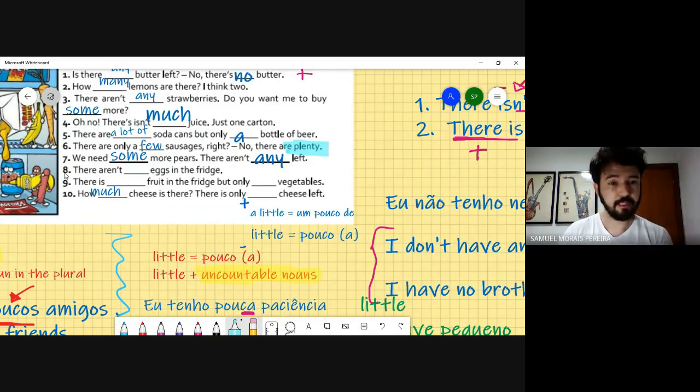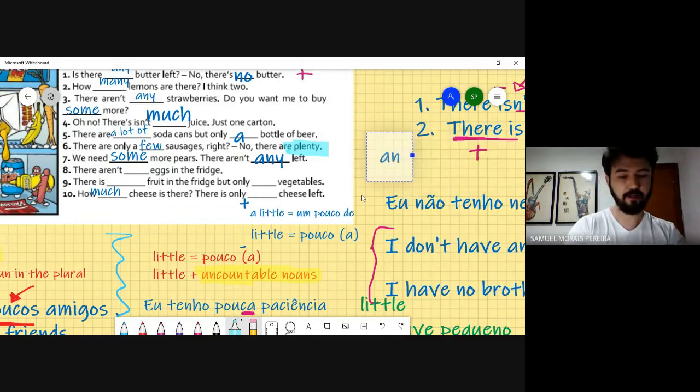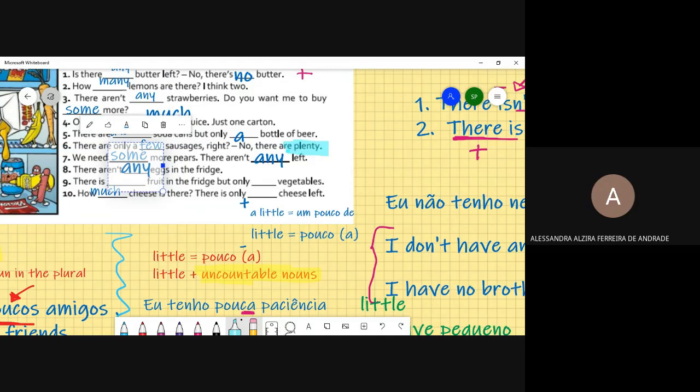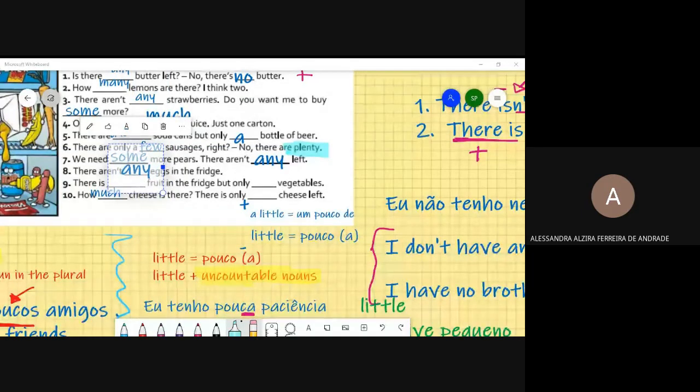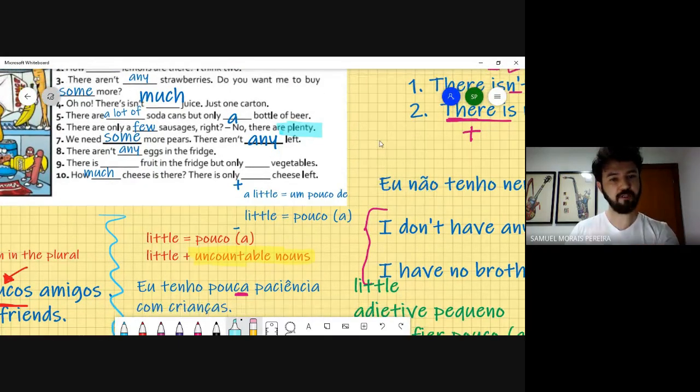Number 8. Any volunteer to read the number 8? Me. Okay. There aren't any eggs in the fridge. Perfect. There aren't any eggs in the fridge. What's the translation of this sentence? Não tem nenhum ovo no congelador, na geladeira. Perfect. Não tem nenhum ovo na geladeira. O congelador em si é o freezer, ok? O freezer. Moving on.